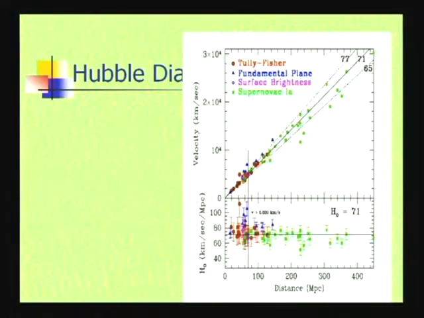Now this shows you the Hubble diagram. So I had discussed the Hubble diagram, velocity as a function of redshift, as a function of distance. So this is a modern Hubble diagram based on these techniques that I have discussed, and you have data obtained from all of these techniques plotted over here. You have the Tully-Fisher relation, you have the fundamental plane, and then you have the surface brightness fluctuations, and then you have supernova, which I am going to discuss in the next class.